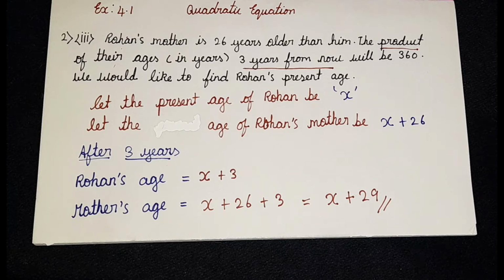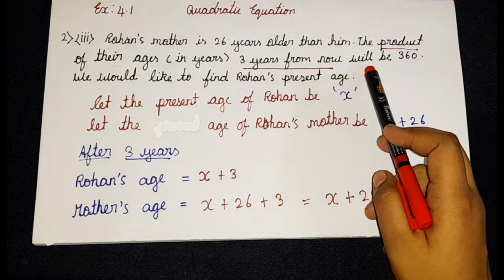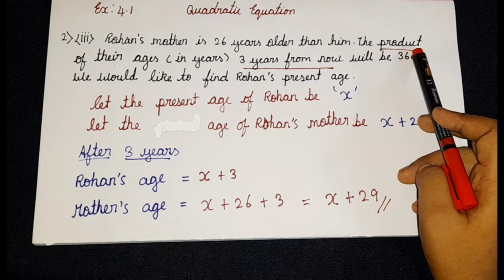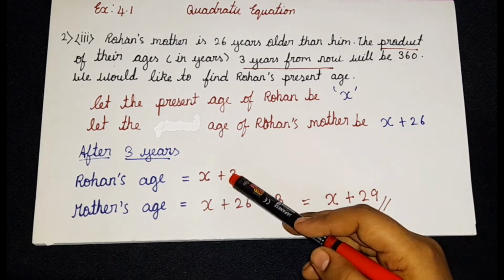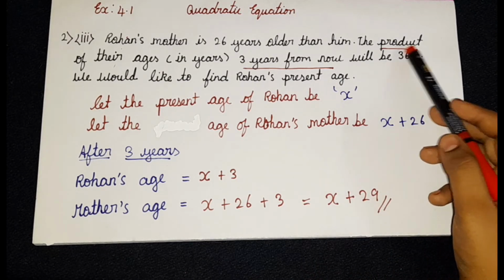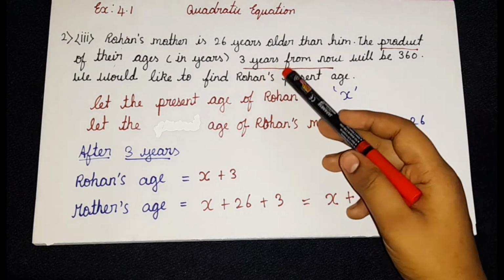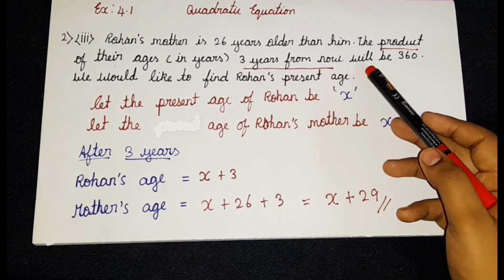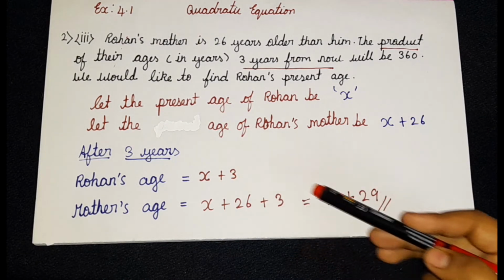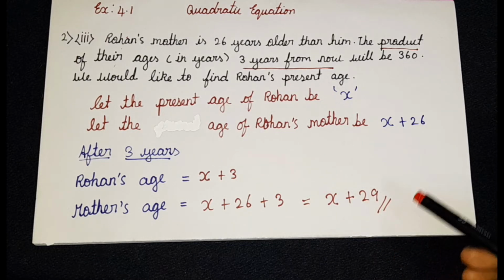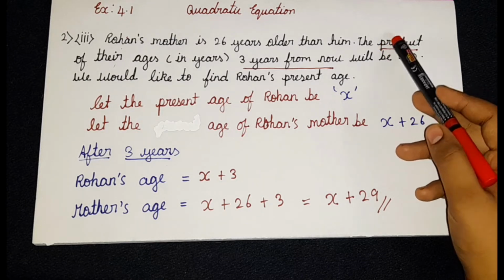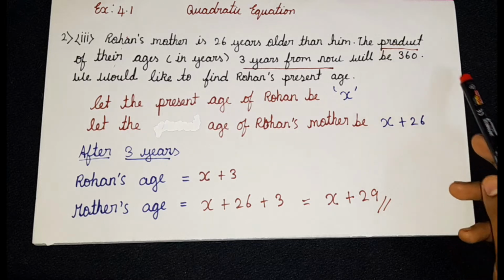So here we just solved it. Now here we had a word, that is product. Am I right? So now we are getting into the product. Product means we are supposed to multiply x plus 3 into x plus 29, and then it will be 360. Why? Because 3 years from now, that means after 3 years, the product of their ages will be 360. So we are multiplying x plus 3 into x plus 29 is equal to 360. Why are we multiplying the ages? Because here it is product. Product means multiplication.